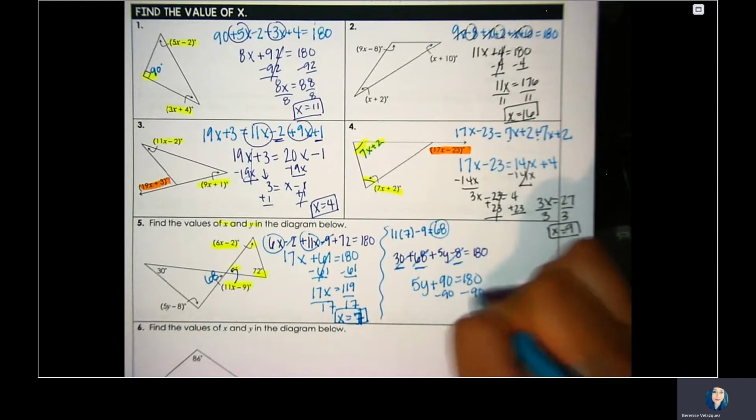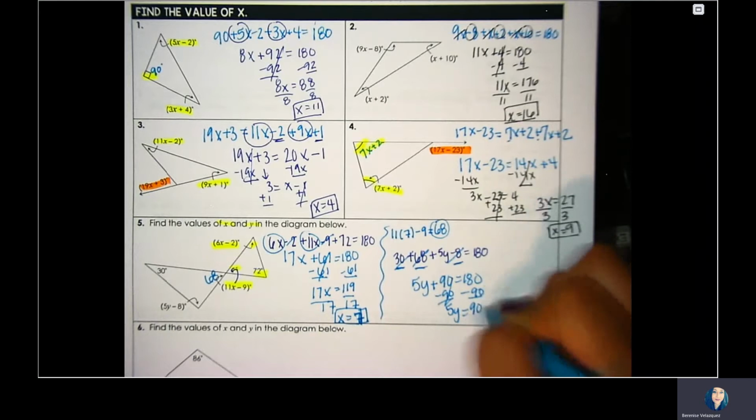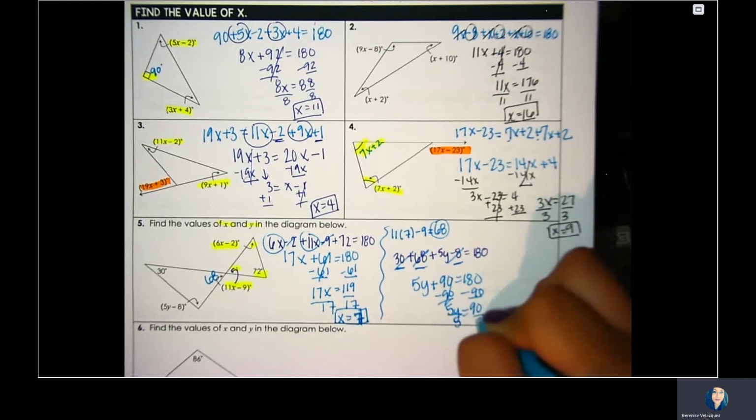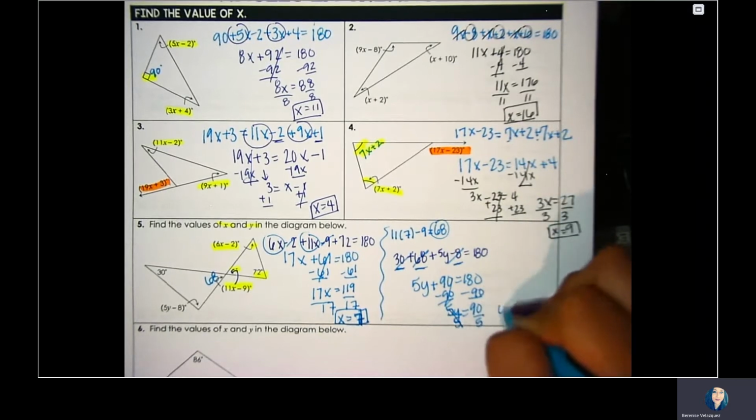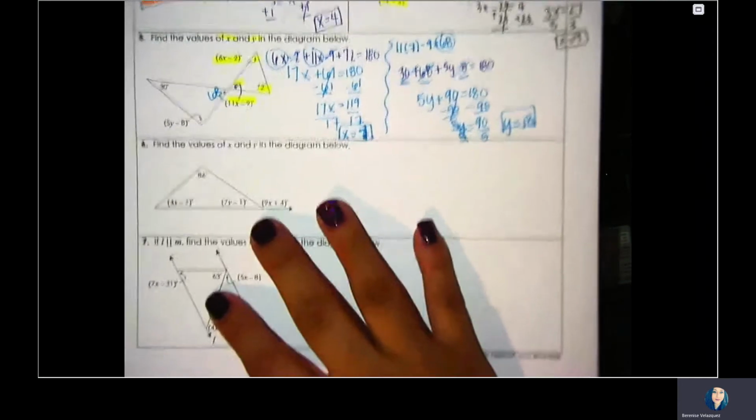Subtract 90 from both sides. 5y is equal to 90 because 180 minus 90 is just 90. Divide by 5 on all sides and you get that y is equal to 18. Remember, there's more than one route to get the answer. You might have gotten the answer and not necessarily set it up the same way as I did. So just keep that in mind as we're getting some of these answers.